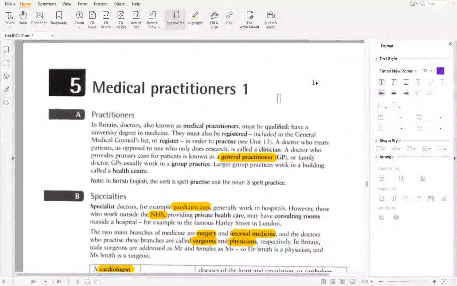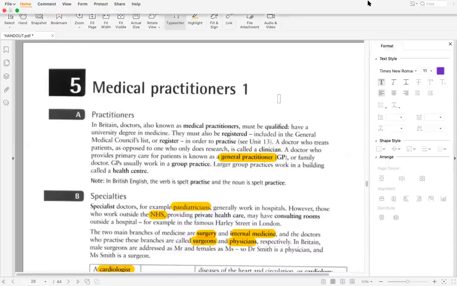We will take today medical practitioners, and we will take the different titles of doctors according to their specialities.